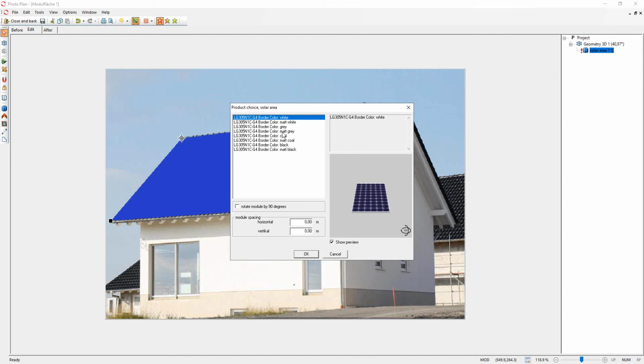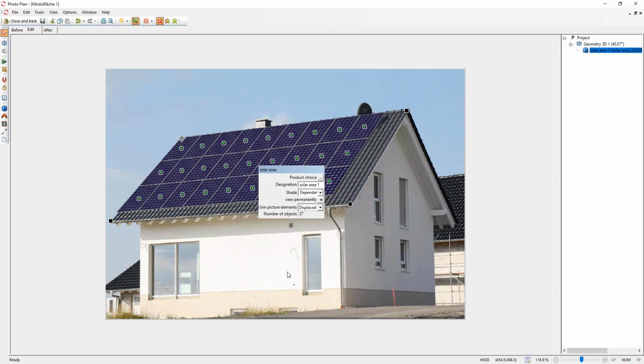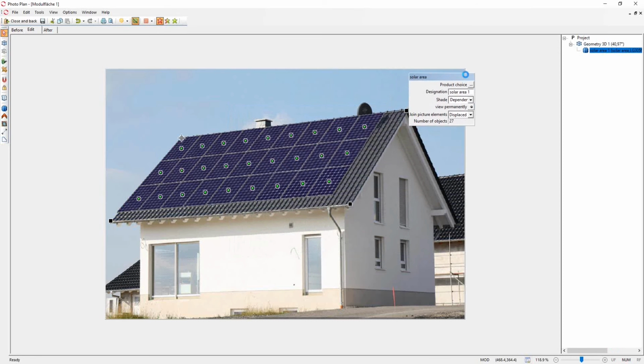And here under product choice you are able to change the color of the border. Another option would be that you can rotate your module by 90 degrees from portrait to a landscape installation. And of course, you can define the module spacing in horizontal and vertical direction for the fixing material on the roof. Then we have to confirm it's okay, and the roof will be automatically covered with modules.